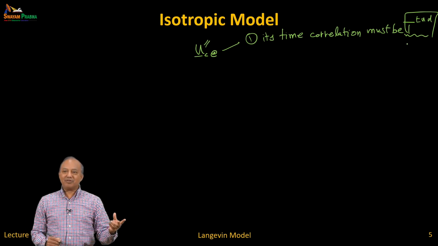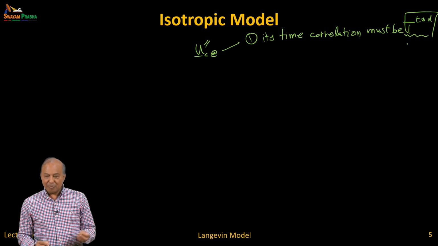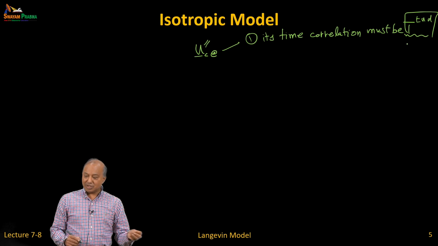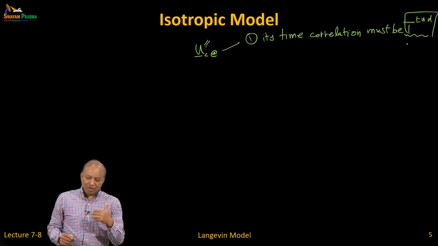When it jumps to a different eddy, then it will lose that correlation. So this correlation must be important, because in the Brownian motion, this correlation time was 0. Every time it gets a fresh kick. In this case, we need to build in correlation.